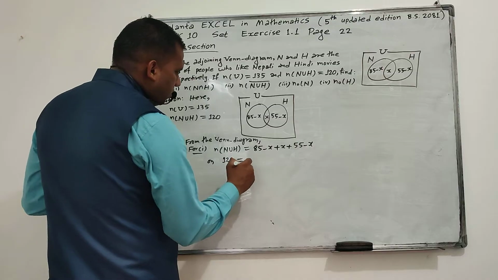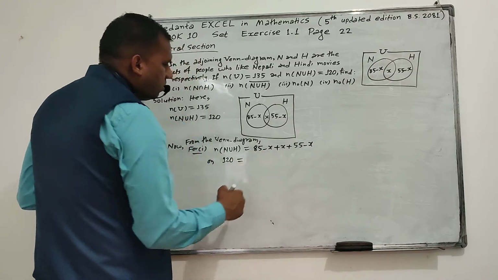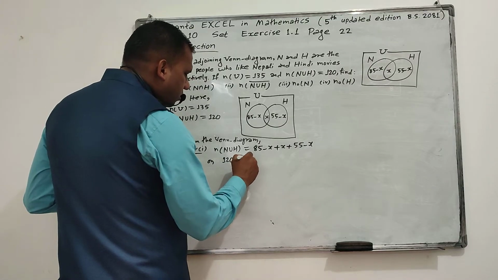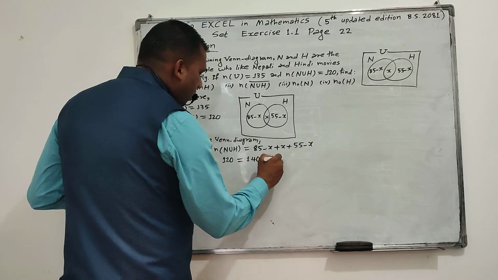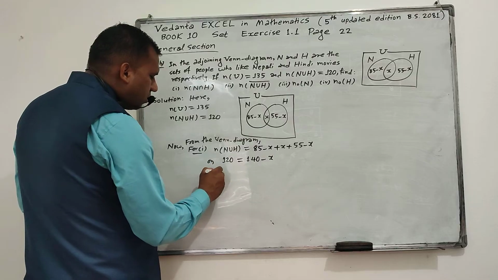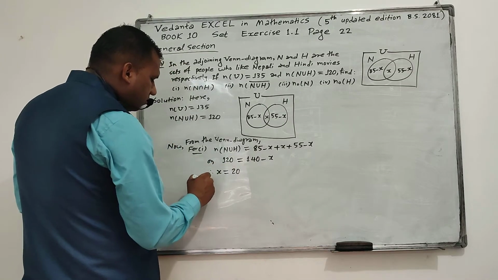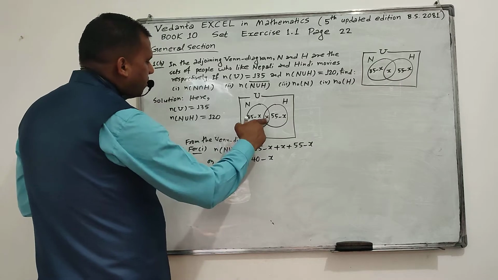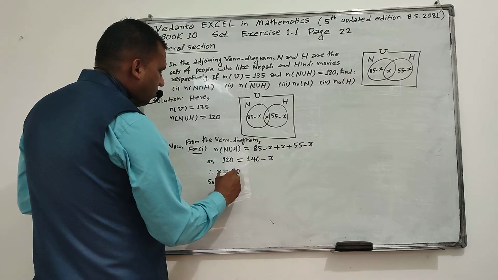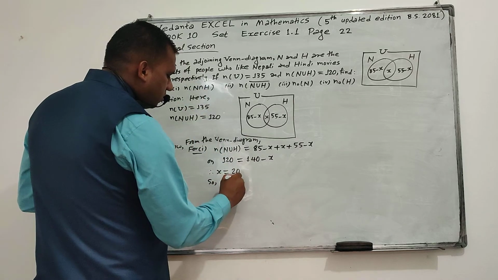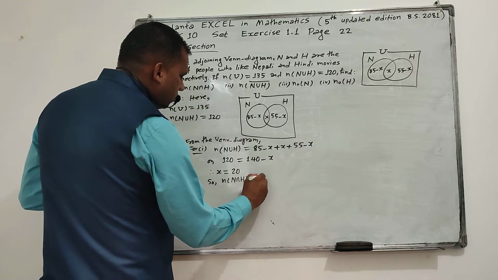120 equal to 85 minus x plus x cancel out. 85 plus 55, 140 minus x. Therefore, x equal to 140 minus 120, that is 20. So x is intersection part. So number of n intersection s equal to 20.